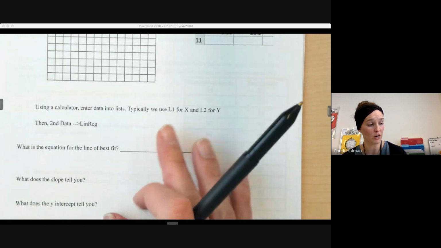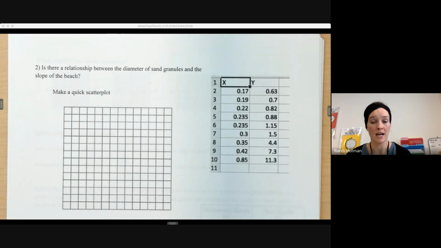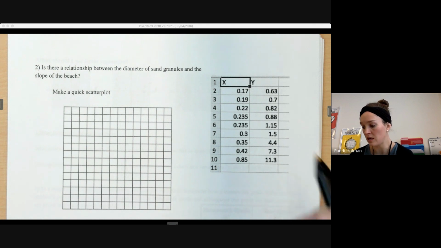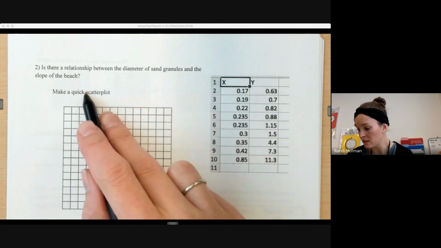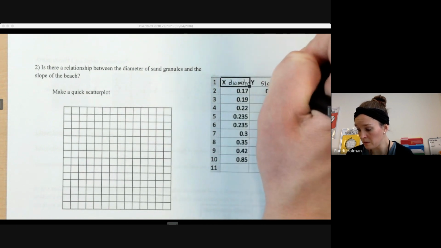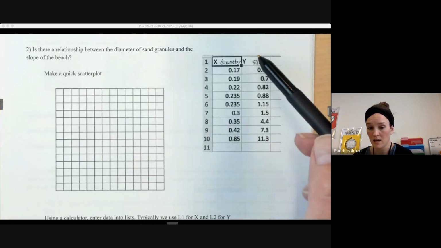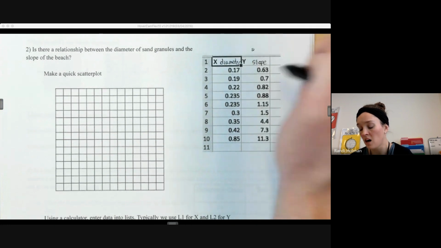Okay, so let's look at actually creating this ourselves here. So the first thing we want to see is there a relationship between the diameter of the sand granules and the slope of the beach? Okay, so if we're going to make our scatter plot, again, we're just plotting our things in relationship to each other. So we want to think about where should we put each thing and how are we going to plot those? So here we have diameter and the slope. This is our diameter. And this is the slope. So you can see here, they already told us the diameter is going to be the x. The slope is going to be, this is an angle in degrees, our y value.